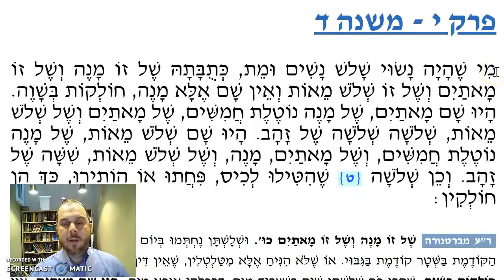Says the Mishnah, "Mishaya Nasui Shalosh Nashim Umet." A person was married to 3 women and he died. "But Tubashal Shalzo Mana, Vishalzo Matayim, Vishalzo Shloshmel." Okay, so let's set up the case. I made you a chart.